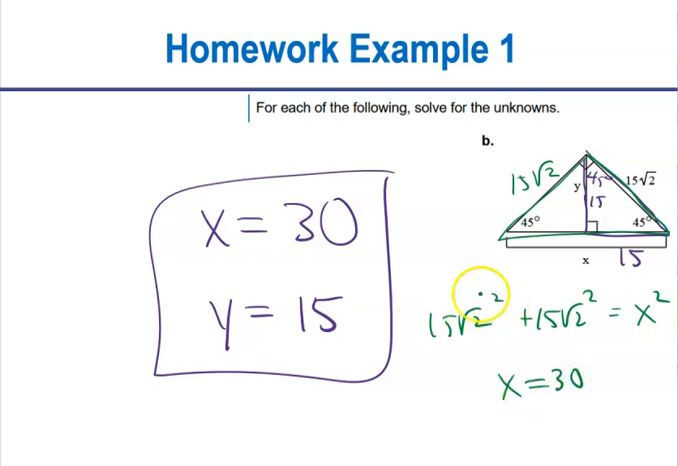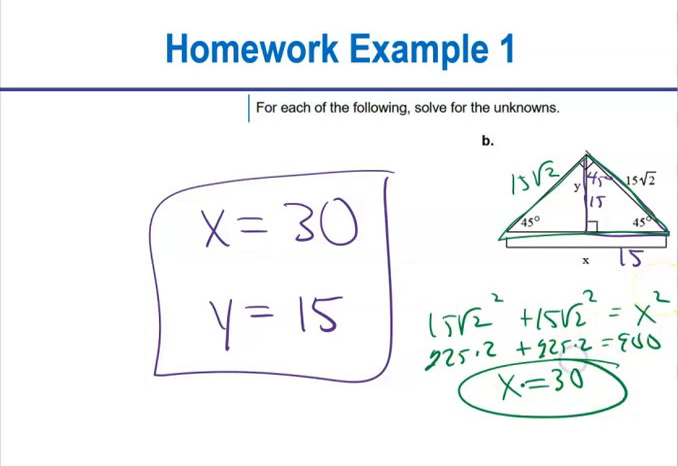If you need to see the math right here, 15 squared is 225. The square root of 2 squared is 2. Plus 15 squared is 225. Square root of 2 squared is 2. Twice 225 is going to be 450, plus 450 is going to be 900, and you take the square root of 900, and that gives you that 30. But we just jumped in and used our special relationships right off the bat.